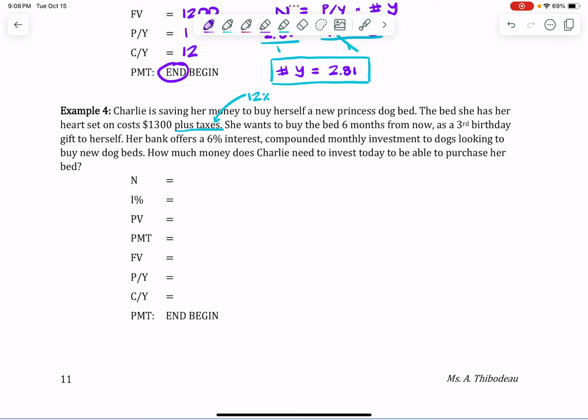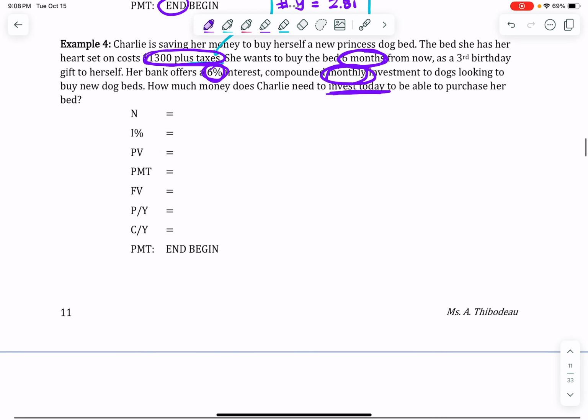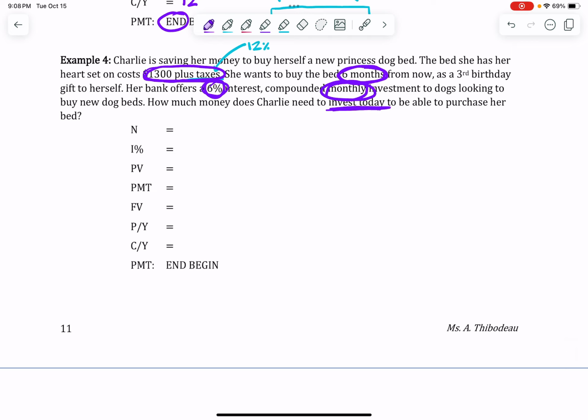Okay, as we're going through here, there's a couple of pieces that stand out, right? That $1,300 plus taxes, that's what she needs. She wants to do this 6 months from now. The interest rate is 6%. It's compounded monthly. And we want to know how much Charlie needs to invest today. So we are looking for the present value. We are not looking for the future value. We want to know at the beginning how much she needs to invest to then be able to end up with the correct amount of money.